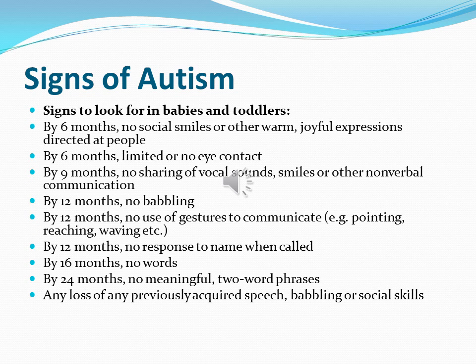Signs to look for in babies and toddlers include: by 6 months, no social smiles or other warm, joyful expressions directed at people. By 6 months, limited or no eye contact. By 9 months, no sharing of vocal sounds, smiles, or other nonverbal communications. By 12 months, no babbling. By 12 months, no use of gestures to communicate, such as pointing, reaching, waving. By 12 months, no response to name when called. By 16 months, no words. By 24 months, no meaningful 2-word phrases. Any loss of previously acquired speech, babbling, or social skills.